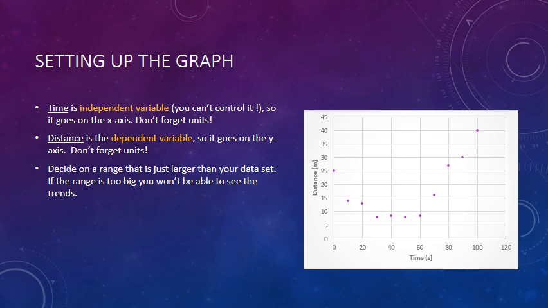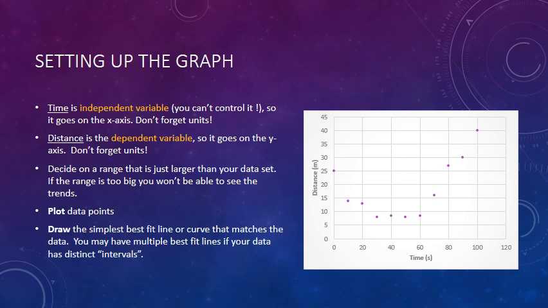Next, we're going to decide on a range and a scale for our graph. You want a range that is just a little bit larger than your data set so that your data is going to fill the whole graph page. You don't want the range so big that all your data ends up getting plotted squished in a corner somewhere. So next you will plot your data points. You can do this with circles or X's, whatever you decide.